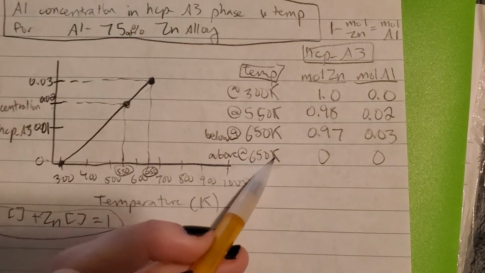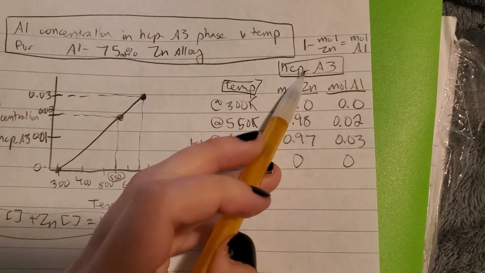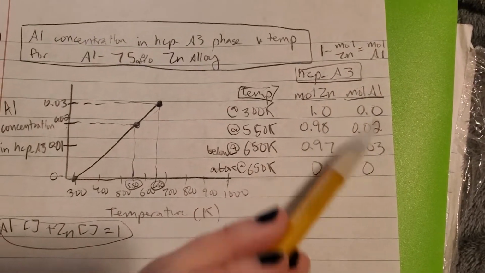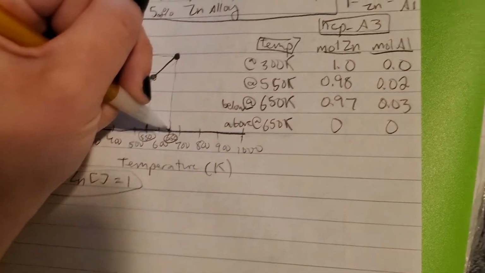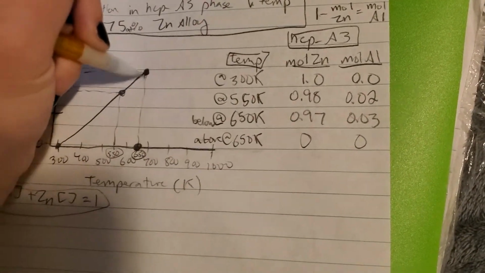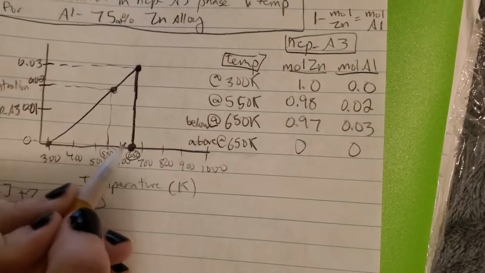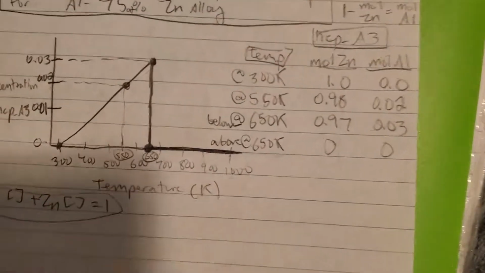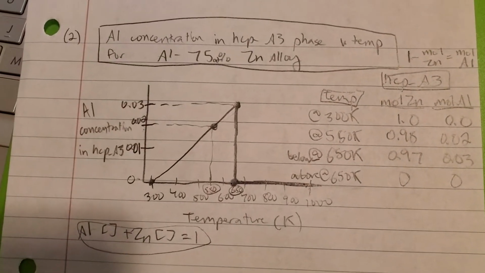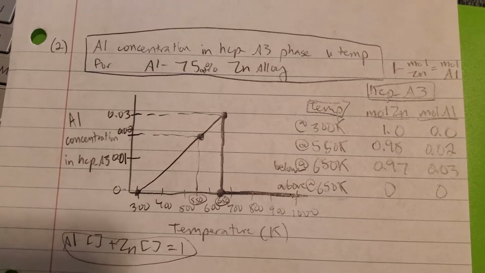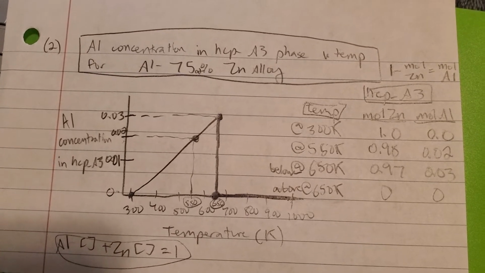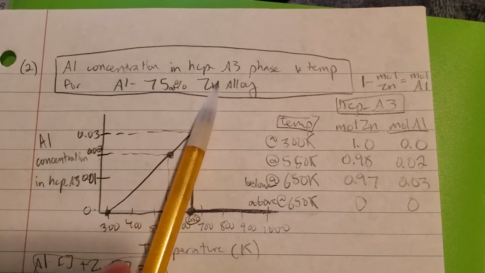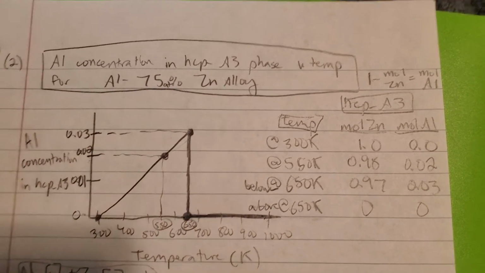And above 650 Kelvin, we don't even have an HCP-A3 phase, so there can't even be any concentration of aluminum. So that drops to 0 here. We just have a vertical line there. And then since no HCP-A3 is present in the future, just drag it along the 0. So that's how you get the aluminum concentration in the HCP-A3 phase at 75% zinc for the Al-Zn phase diagram.